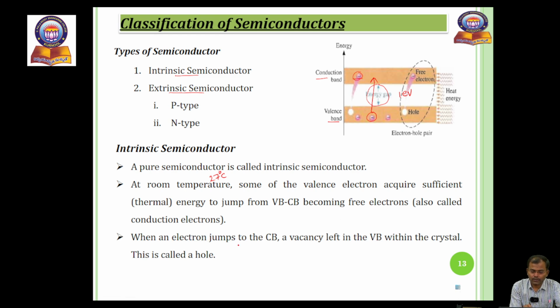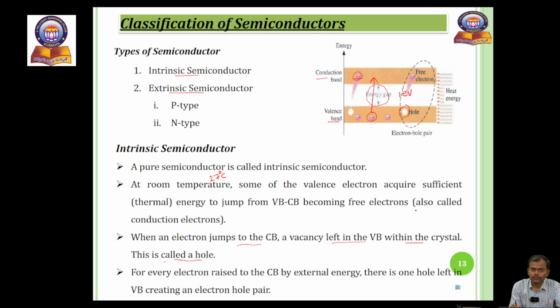Whenever an electron jumps to the conduction band, a vacancy is left in the valence band within the crystal, which is called a hole. So whenever an electron jumps from the valence band to the conduction band, it creates one empty space, which is called a hole. For every electron raised to the conduction band by external energy, there is one hole left in the valence band, creating an electron-hole pair. So whenever one electron is available in the conduction band, one vacancy or empty space is available in the valence band, and these two create one electron-hole pair.